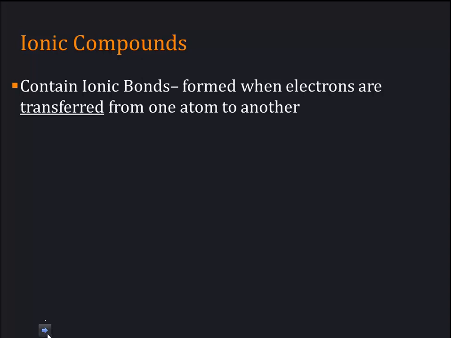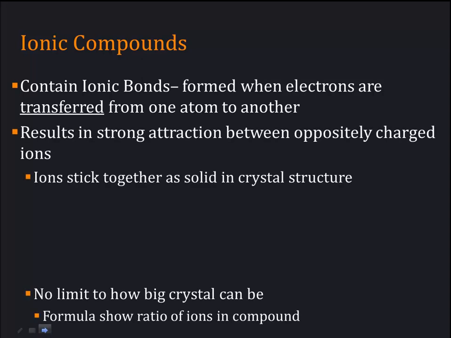Remember, ionic compounds contain ionic bonds, which are formed when electrons are transferred from one atom to another, and that means we're going to have strong attractions between oppositely charged ions. Those ions stick together as a solid, as a crystal. Now think about this. If you have a positive ion, it's going to attract negative ions, and a negative ion is going to attract positive ions, negative, positive, negative, positive. And that process repeats in every direction.